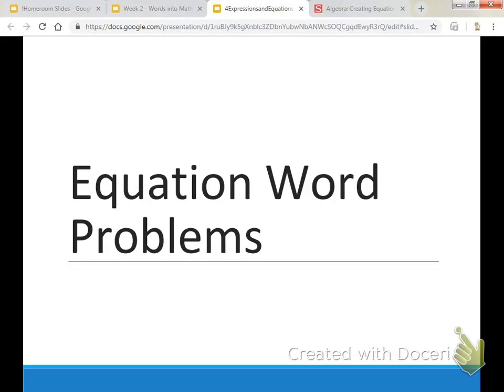All right, we've been working on different things about algebra. So today we're going to start talking about equation word problems. Now, we've had some word problems where they gave us an equation, they gave us what to plug in, and we just plugged it in and solved it. These are a little bit different because these are ones where we have to figure out what the equation for the problem should be. So that's what we're going to be working on today.